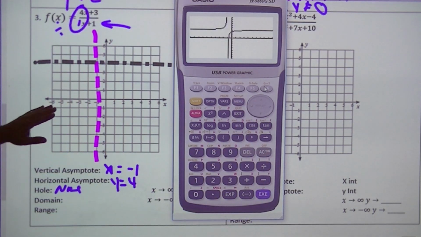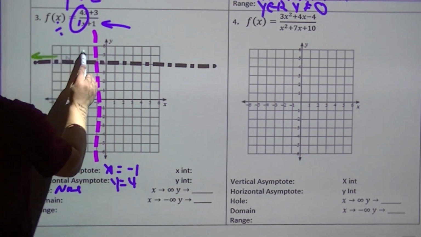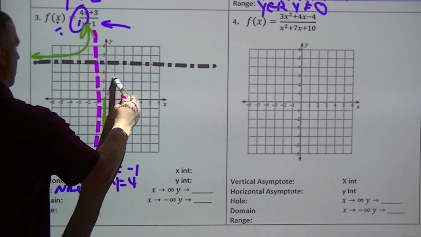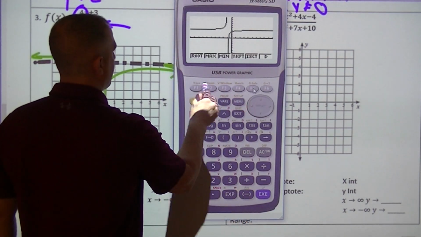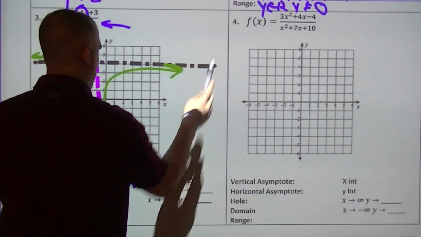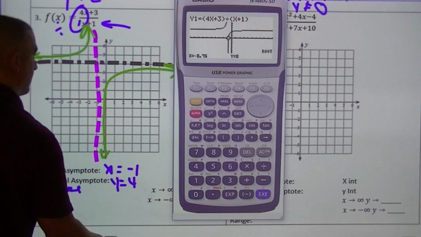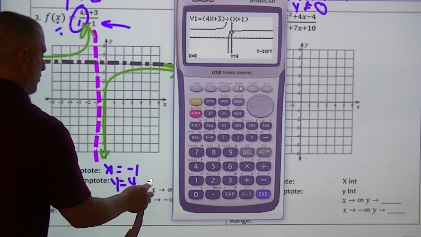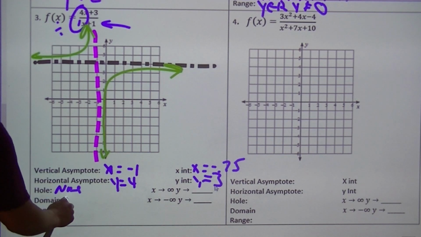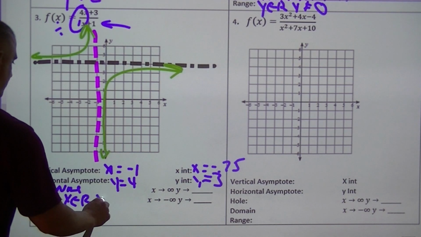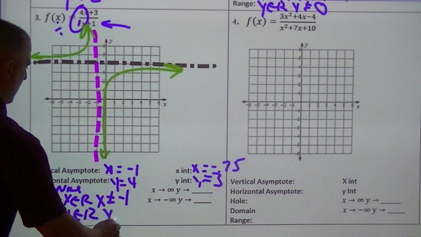Draw. I can see the curves in the graph. So the curves are going to go here and here. To find those intercepts, G-Solve root, x equals negative 0.75. G-Solve y-intercept, y equals 3. My domain will be all real numbers, except x can't be negative 1. And my range will be all real numbers, but y can't be 4.